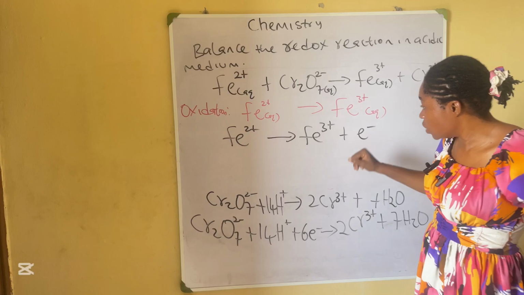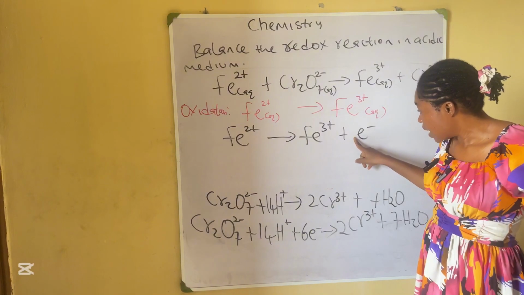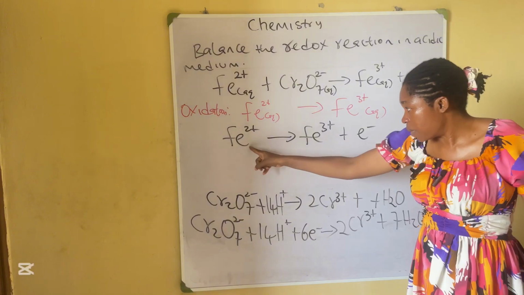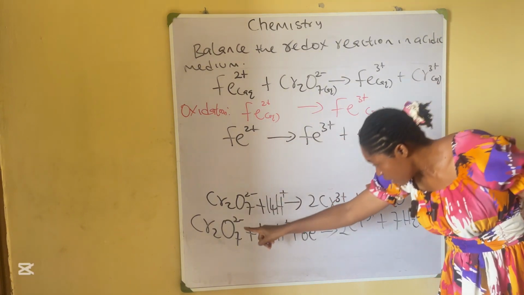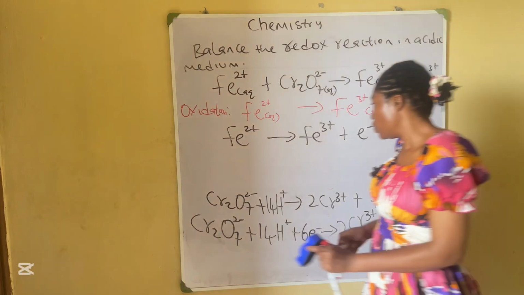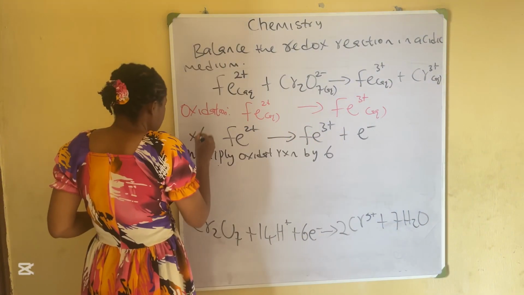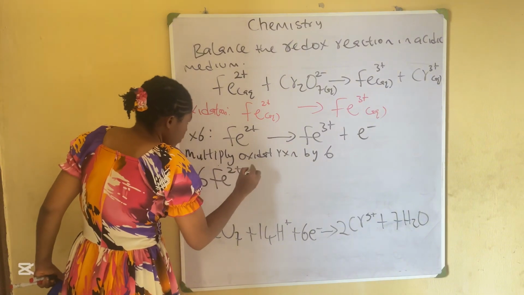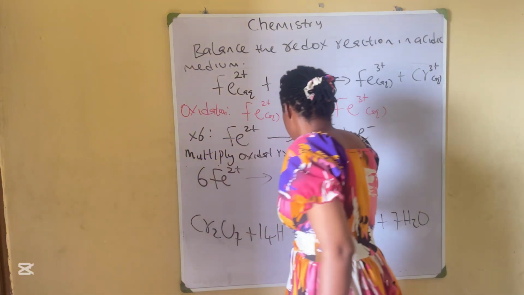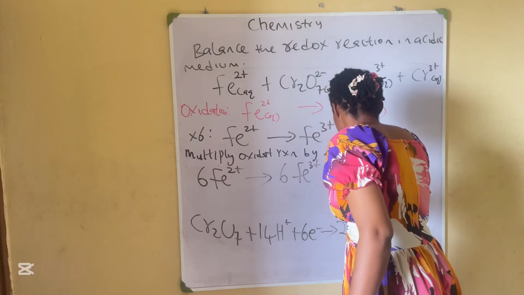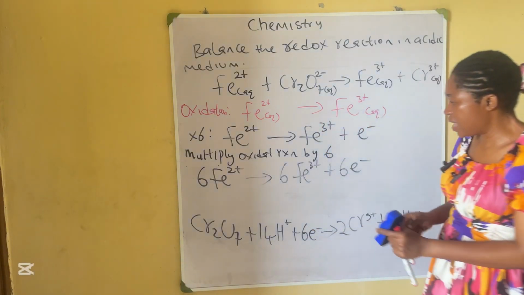Essentially I have 2 here, and probably I have 3 here. I will use 3 to multiply everything here, and I will use 2 to multiply everything. So at the end, electron loss will be equal to electron gain. Okay, so multiply this by 6. So I'll be having 6. So this is what I have here.